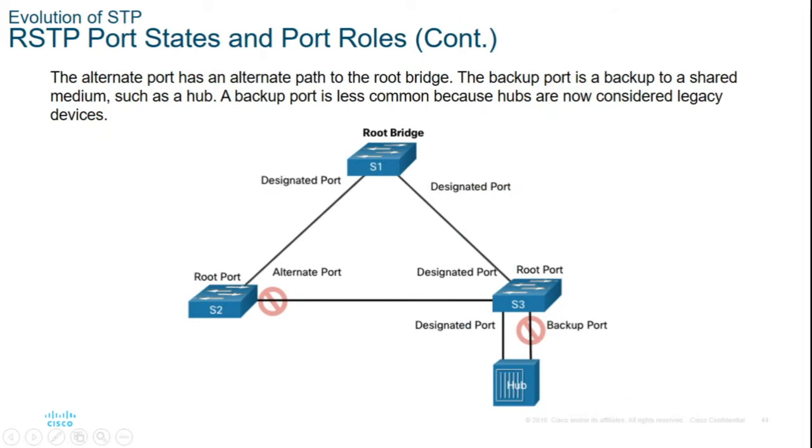Now we would ask, what is the difference between an alternate port and a backup port in RSTP? Well, if you look at the example topology, an alternate port has an alternate path to the root bridge, as shown in one of the ports on S2. Now, a backup port is a backup path to a shared medium such as a hub, the one connected to S3. But since hubs are considered legacy or old devices, backup ports are less common in switch networks nowadays.